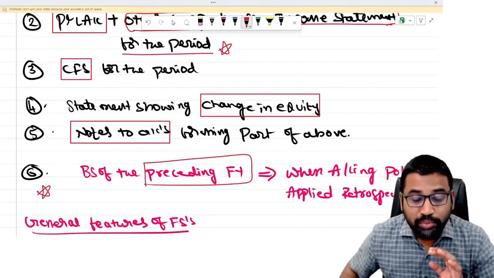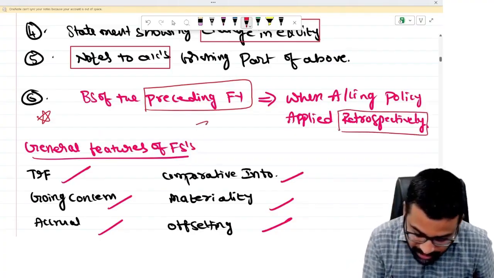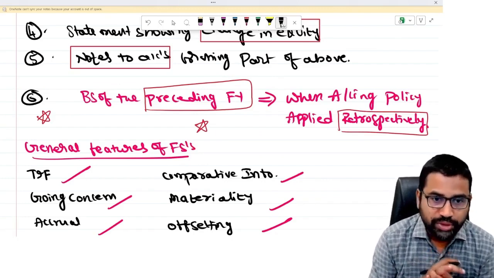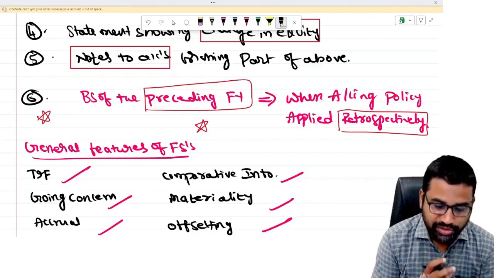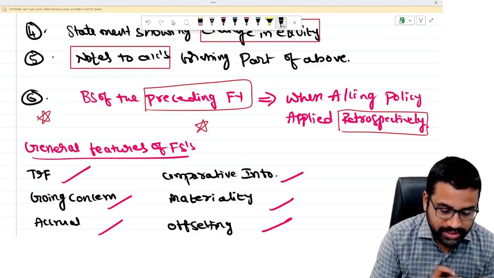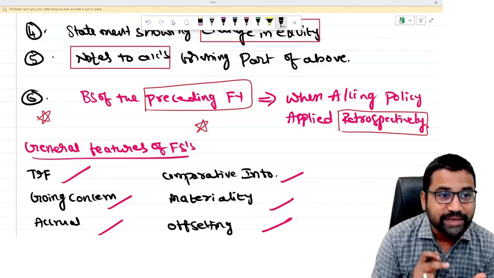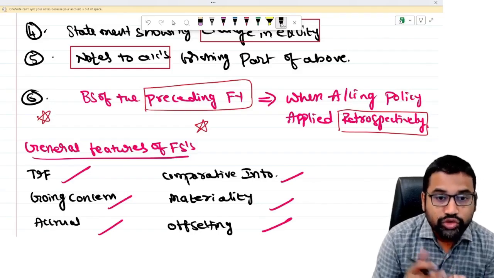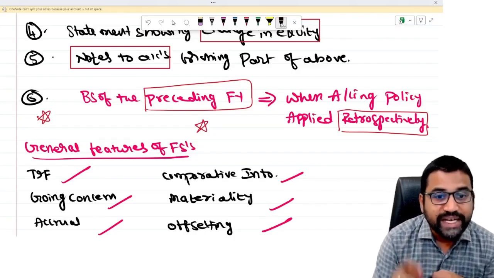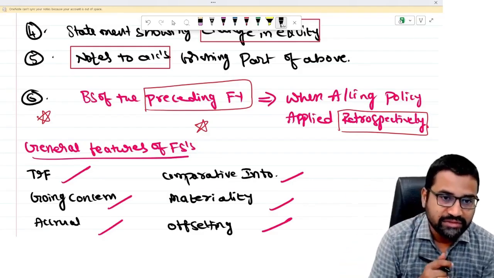Along with that, as per Ind AS 1, the balance sheet of the preceding financial year, when the accounting policy is applied retrospectively. This is also important; you can get this in exams. They may ask: what are the components of a set of financial statements as per Ind AS 1? You have to write: first, balance sheet; second, P&L plus other comprehensive income; third, cash flow statement; fourth, statement showing changes in equity; fifth, notes to accounts forming part of the above; sixth, balance sheet of the preceding financial year.